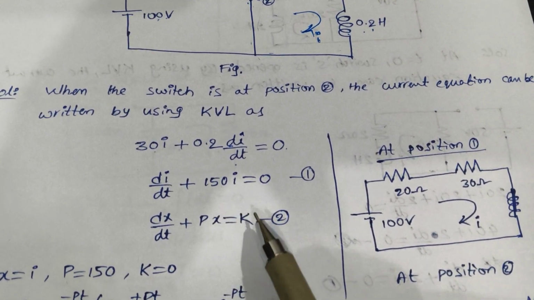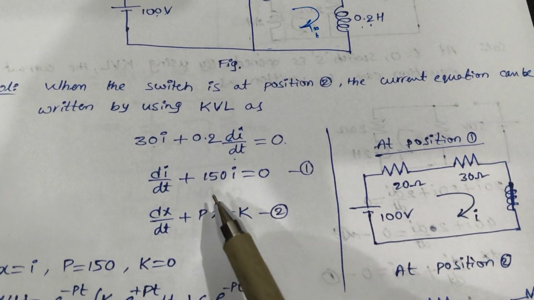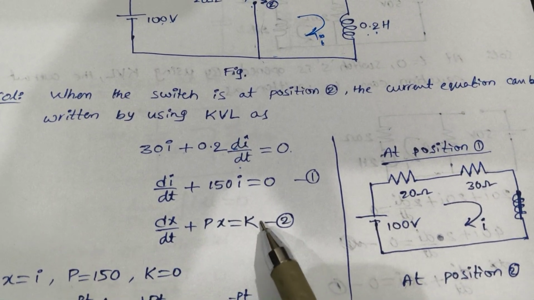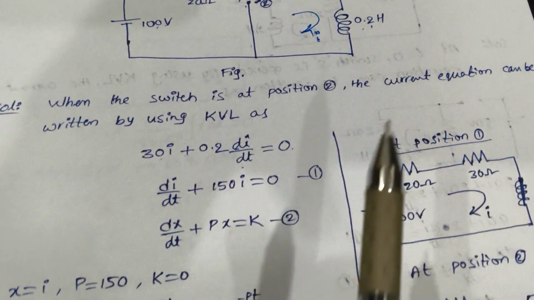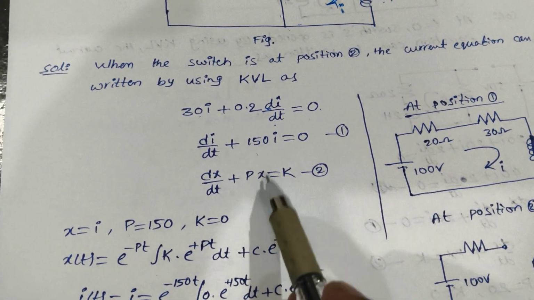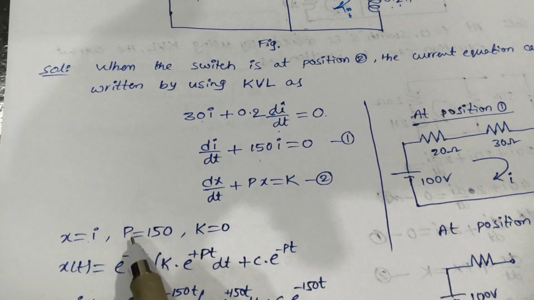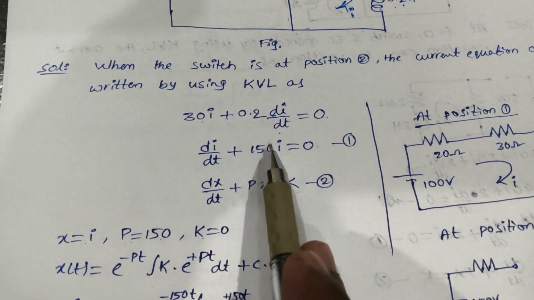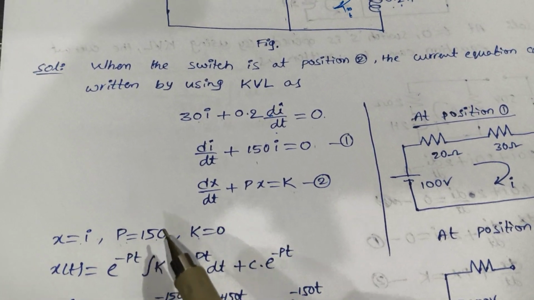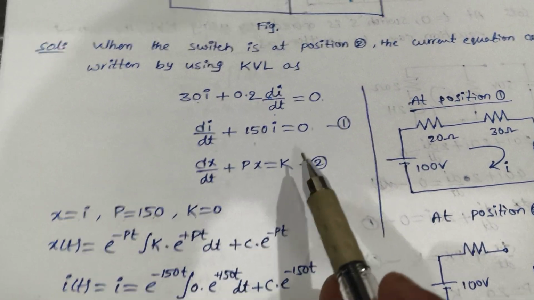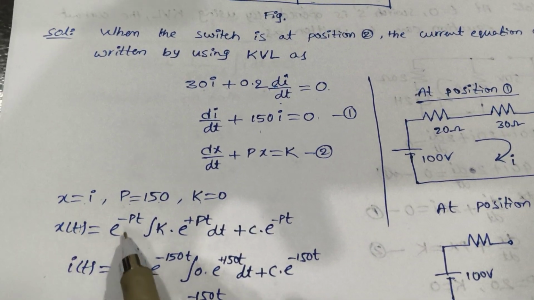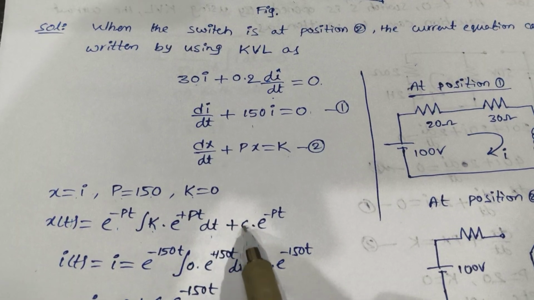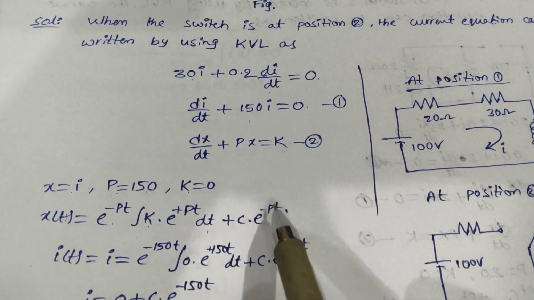Then what is the second step? Compare with the known differential equation, which is dx by dt plus px is equal to k. If you compare both equations, x is equal to I, k is equal to 0, and p is equal to 150. So what is the solution of this standard differential equation? X of t is equal to e power minus pt integral of k into e power plus pt into dt, plus c into e power minus pt.